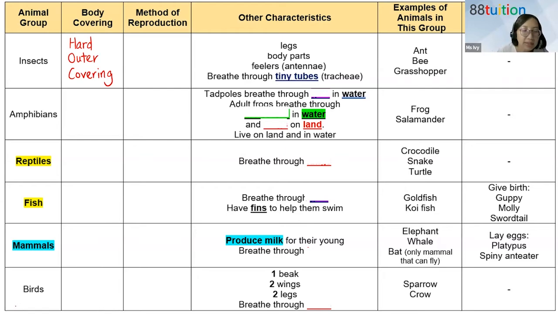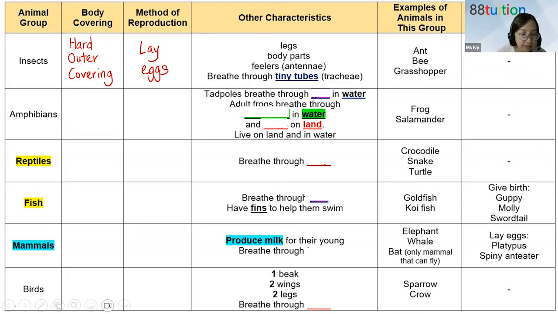Okay, hard outer covering. Then Bella, can you give me the method of reproduction? How do the insects reproduce? Do they lay eggs or do they give birth? Lay eggs, okay, so I'm going to write here, lay eggs. Very good job, Bella.